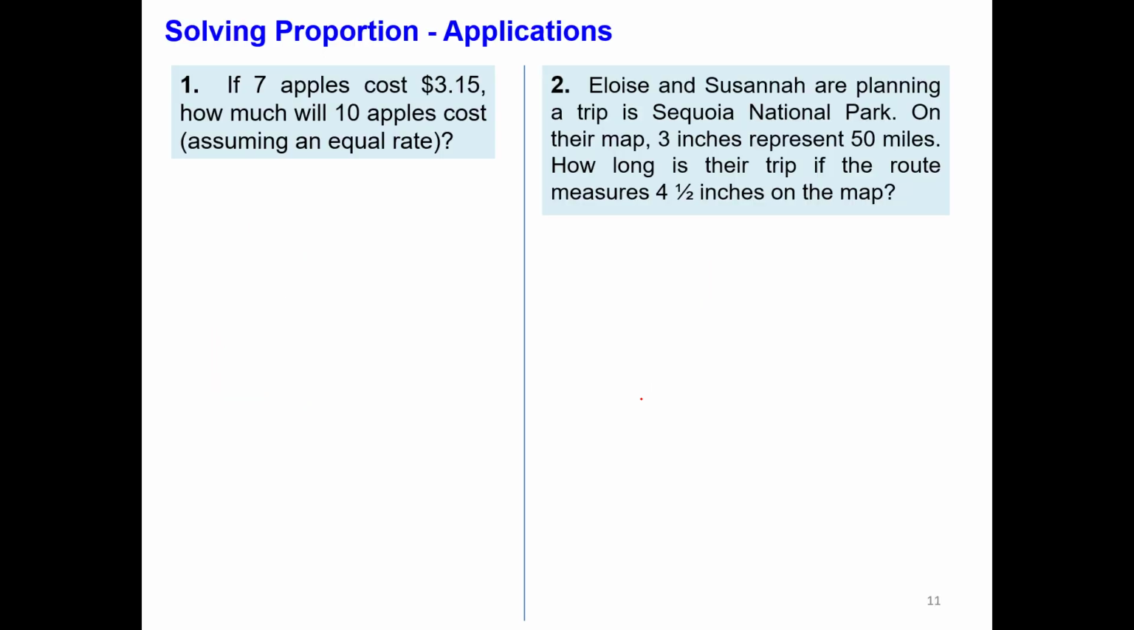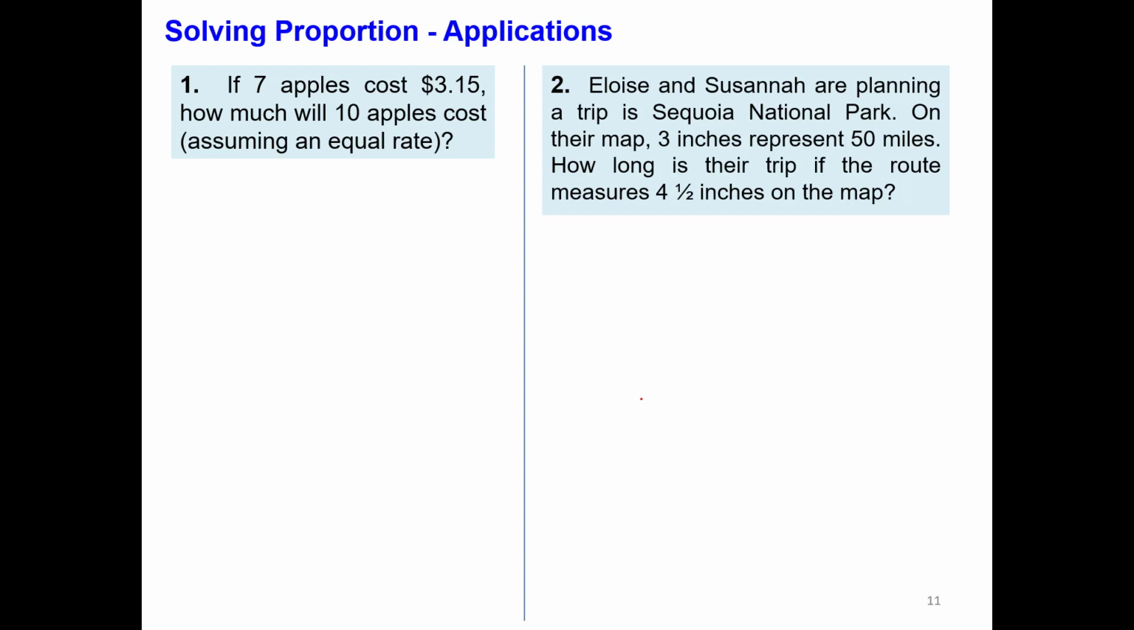In the next problems, we have word problems. We want to express each one as a proportion, and we want to solve that proportion. In the first problem, we have: if 7 apples cost $3.15, how much will 10 apples cost? And we are assuming an equal rate. So we can write it as a proportion.